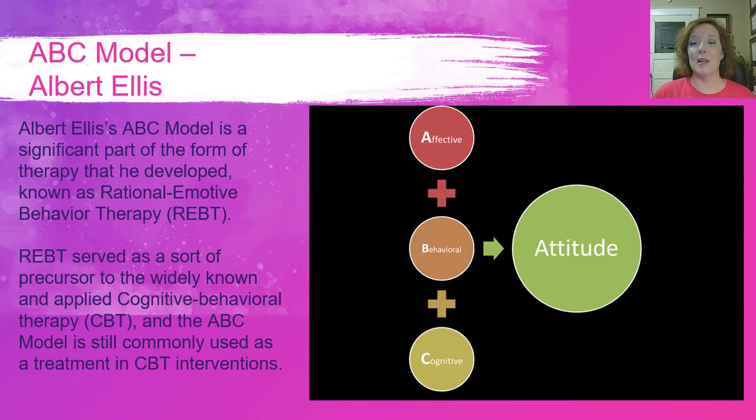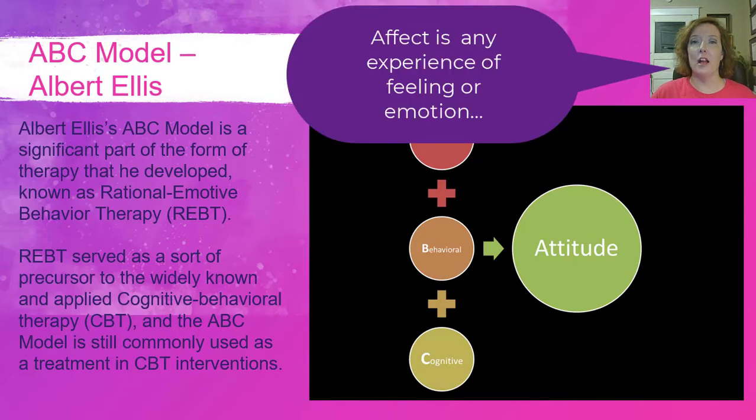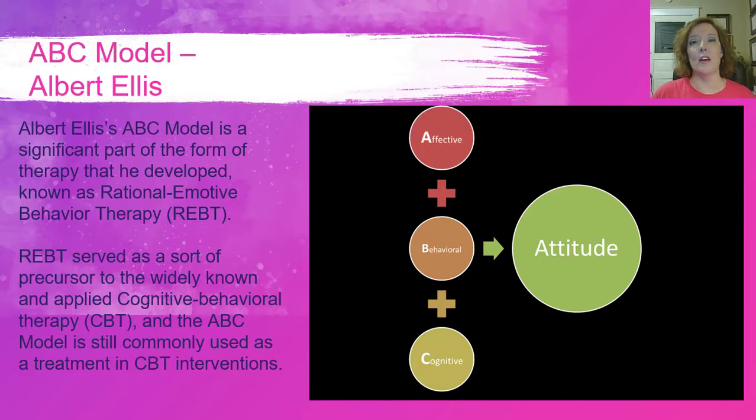And what ABC basically says is that a person's affect, their behavior, and their cognition all come together to form their attitude, that it has to happen with all three of these elements combining, and that is what causes someone to have a certain kind of attitude.